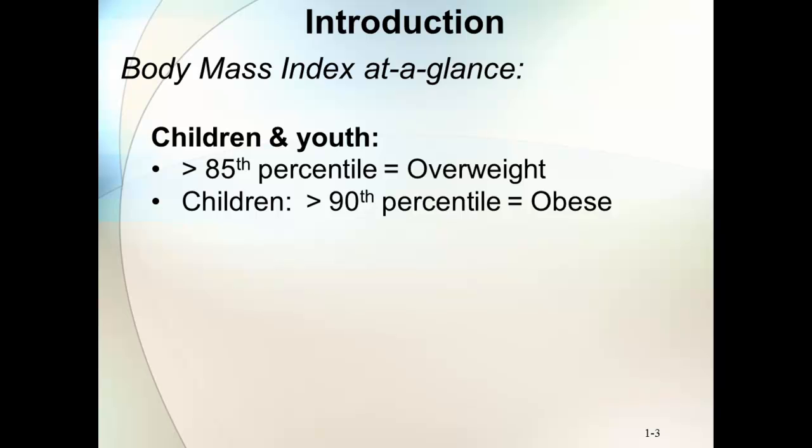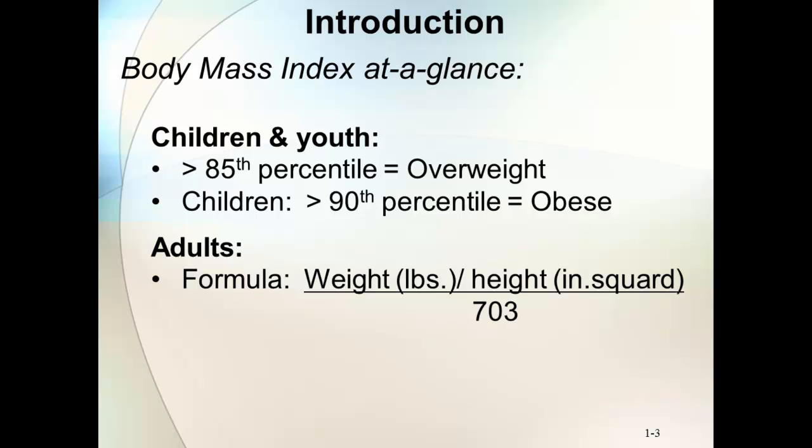When we look at ways to determine obesity, we have to look at body mass index. And looking at body mass index, or BMI, for children and youth, if the BMI is greater than the 85th percentile, that child or youth will be considered overweight. If the percentile is greater than 90, then that child or youth would be considered obese. So there is a difference between being overweight and obese.